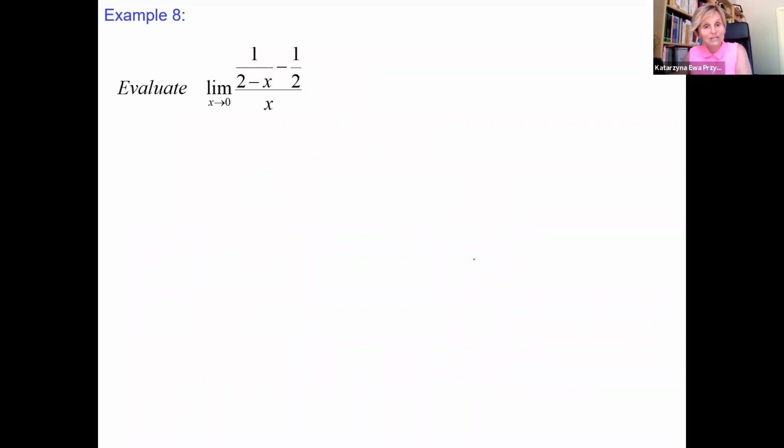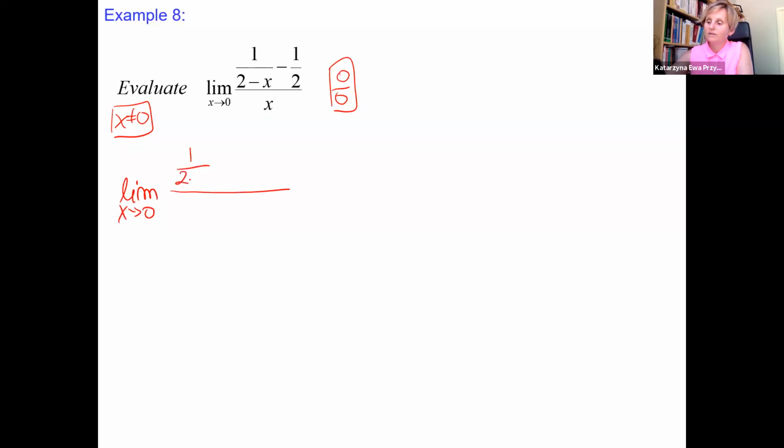Evaluate the limit at 0 for the function (1/(2 - x) - 1/2) / x. You may notice that substituting 0 for x, we're getting 0 over 0. Typical situation. The function is not defined at 0, but that's okay. We will find out this common 0. In this case, we can simplify by finding the common denominator on the top.